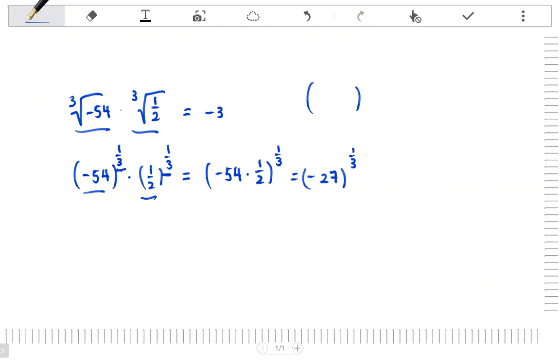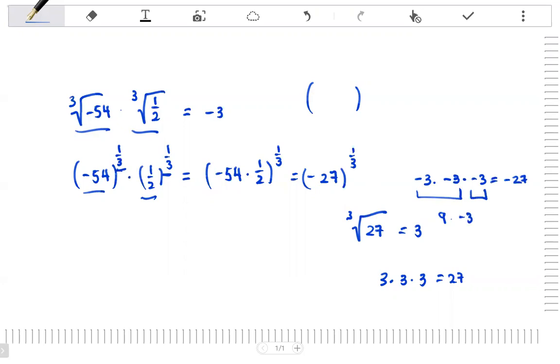And from here, we know that 27 to the 1/3 is 3, because 3 times 3 times 3 is 27. But negative 27, since it's an odd number, we can actually do this. Negative 3 times negative 3 times negative 3 is going to be negative 27, because this is positive 9 multiplied by another negative 3, which is negative 27. So our answer here is just going to be negative 3.